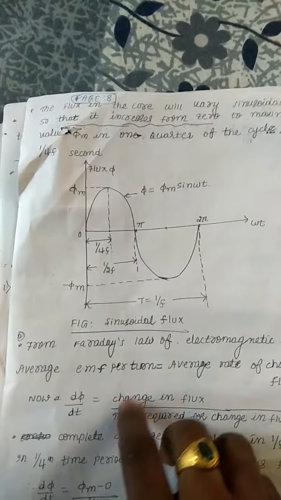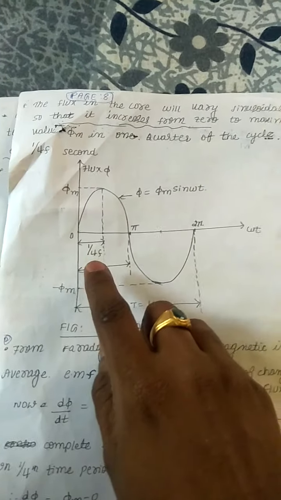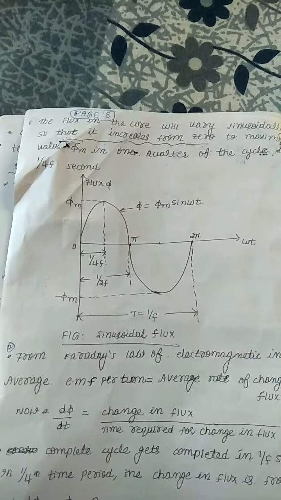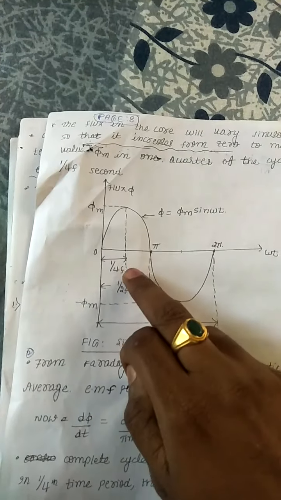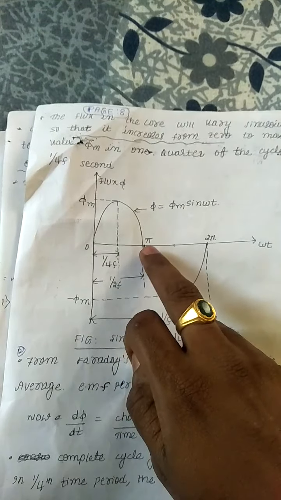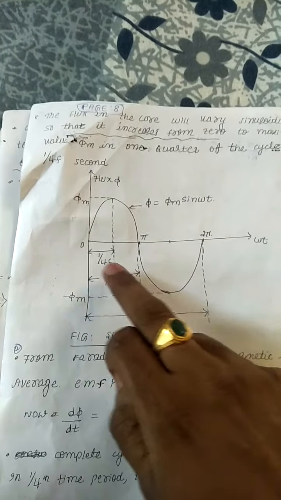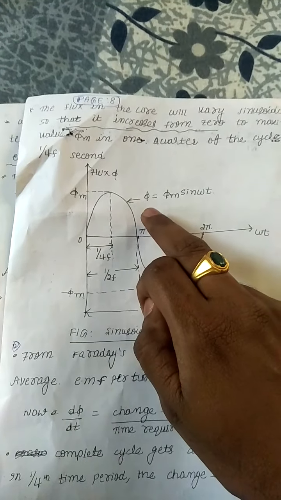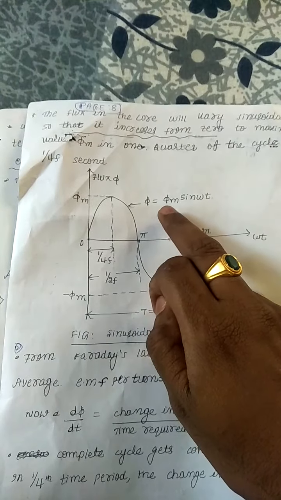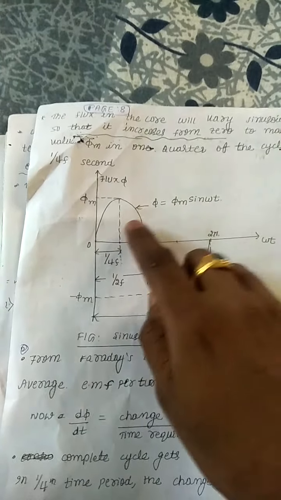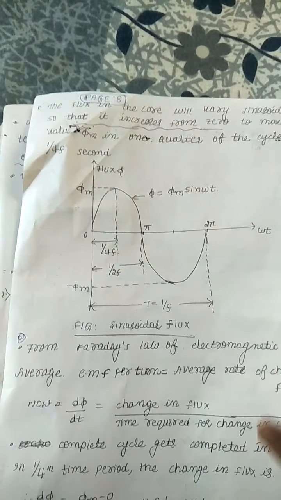Okay, so consider this diagram. In this diagram, you might have observed this is a time versus flux plot, and here you have phi m, the maximum value of the flux, over a time period of 1 by 4f. From 0 to pi you have the time period 1 by 2f, and from 0 to 2 pi you have the time period 1 over f. The flux is given by the equation phi is equal to phi m sin omega t. Phi m is the maximum value of the flux when the time period is 1 by 4f.